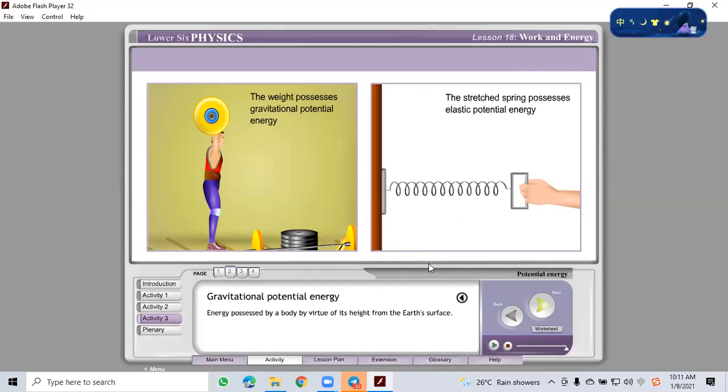Gravitational potential energy is the energy possessed by a body by virtue of its height from the Earth's surface. That means it's related to the gravitational force, gravity. Elastic potential energy is the energy stored in a stretched or compressed spring.